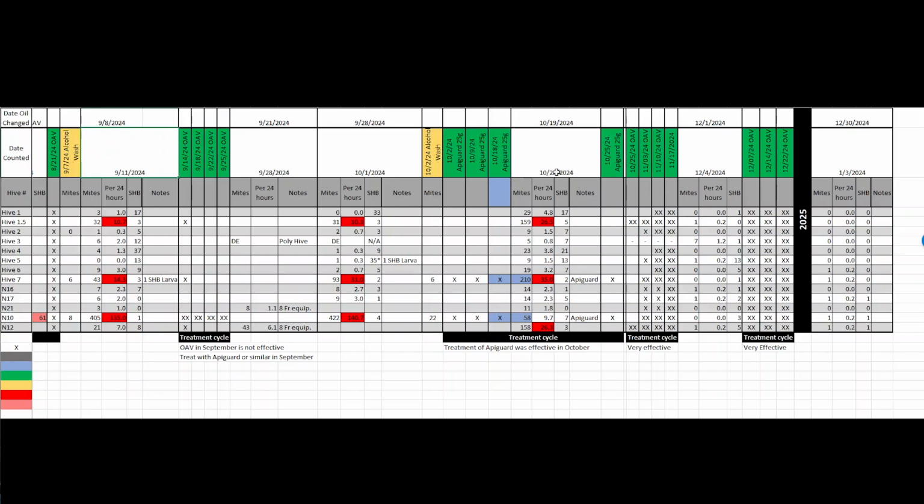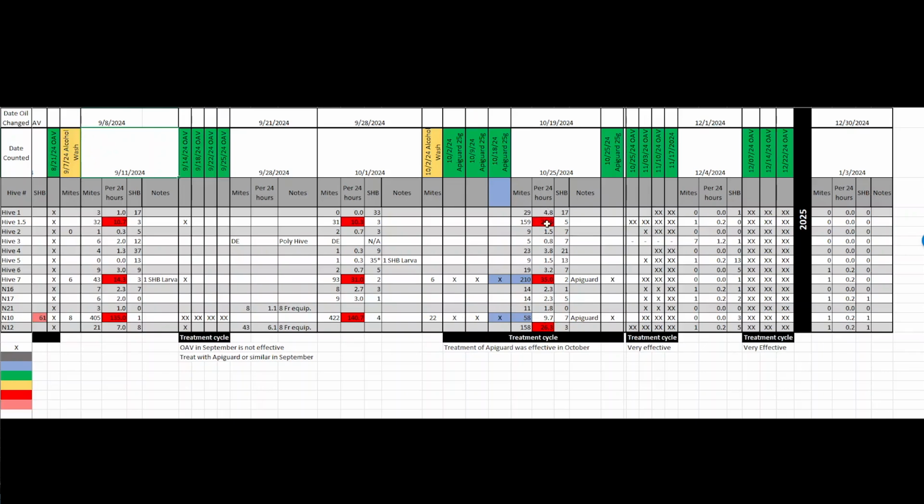It was actually 4, but I did change the oil and did a bottom board count on the 25th. Again, the only ones that are affected are the ones that had Apigard, and this was 35, and this one was 9.7. So even with the Apigard, this one was below what I feel is my threshold, which is close to the threshold when you do an alcohol wash.